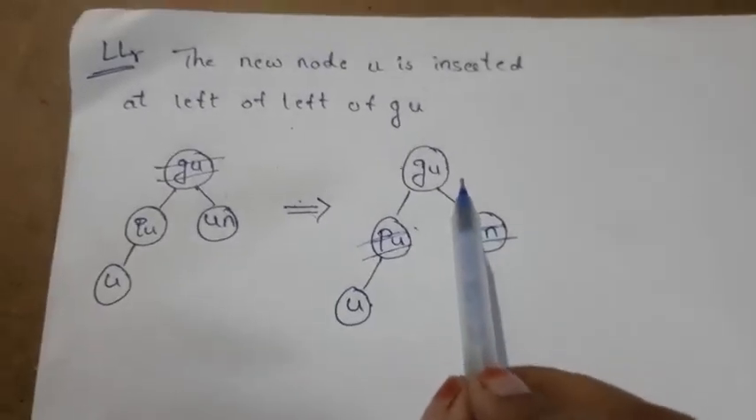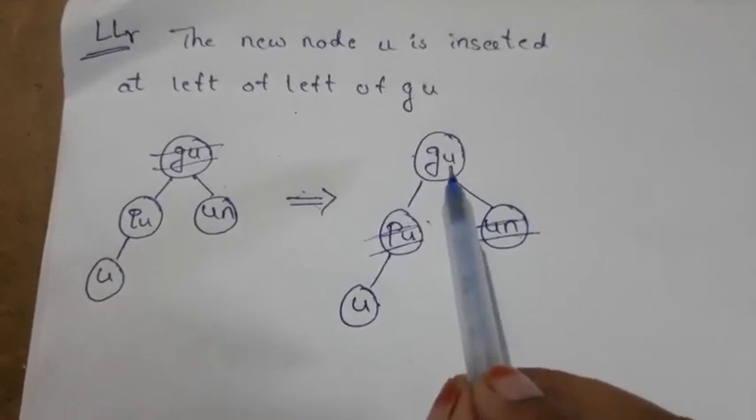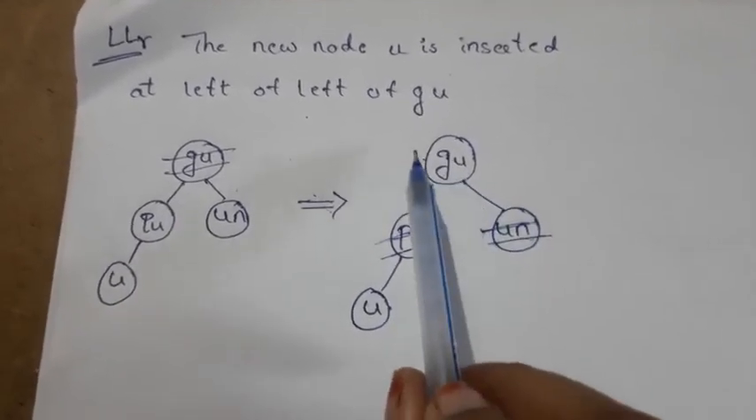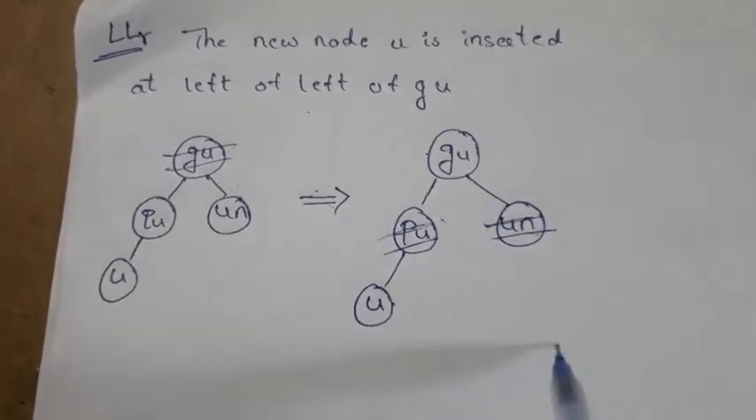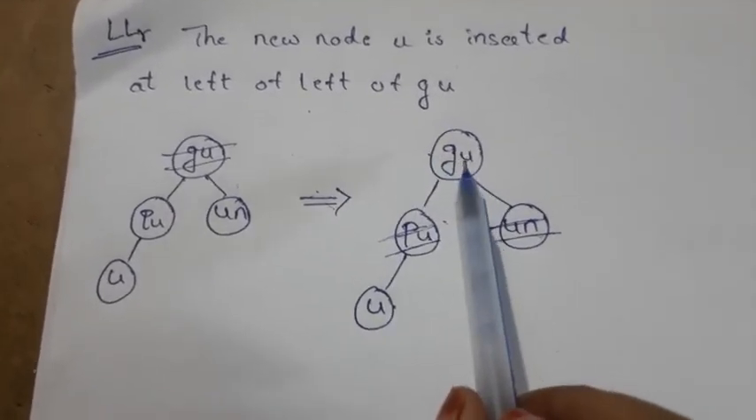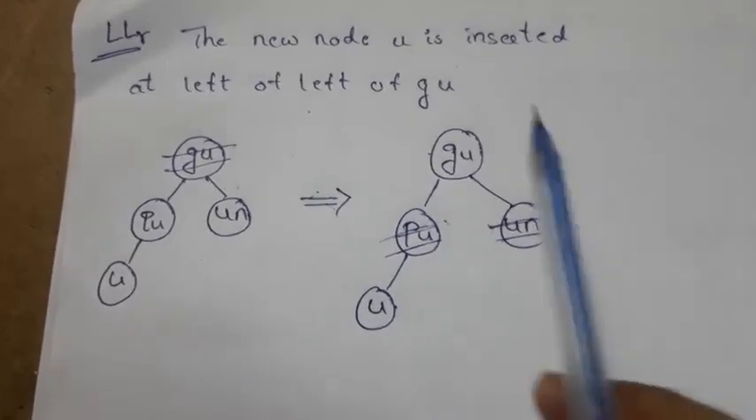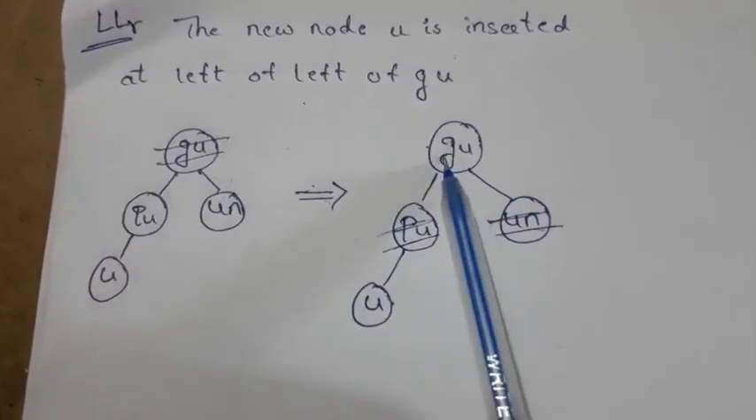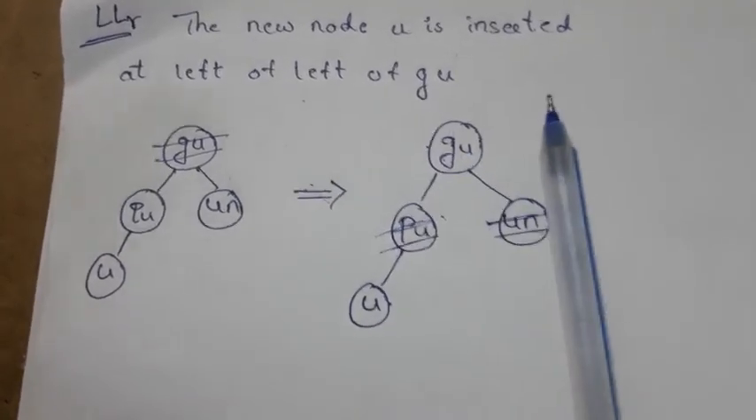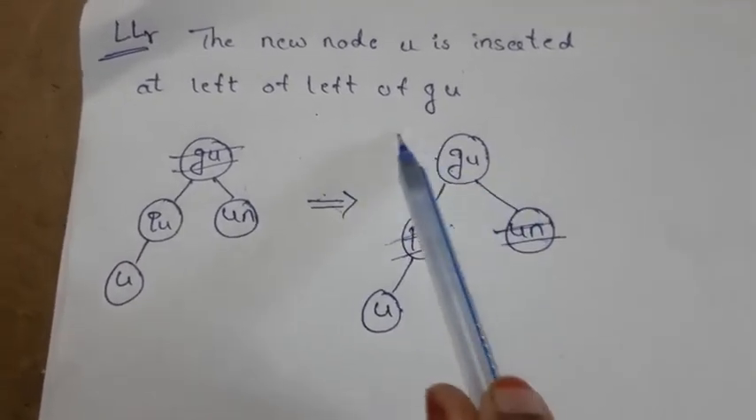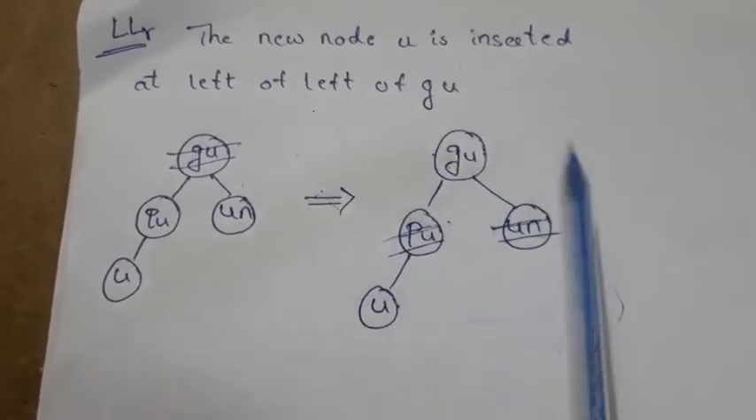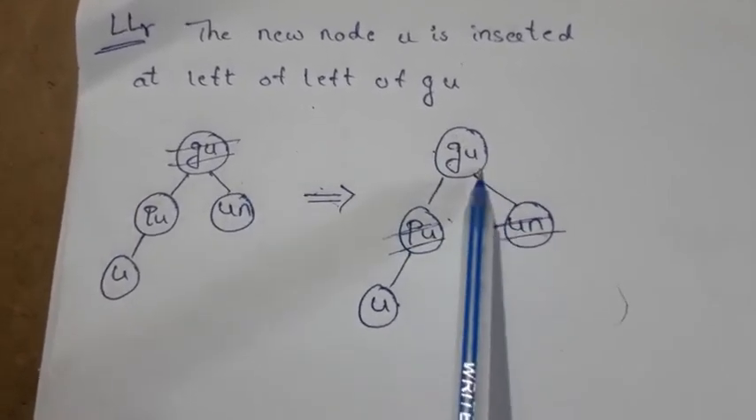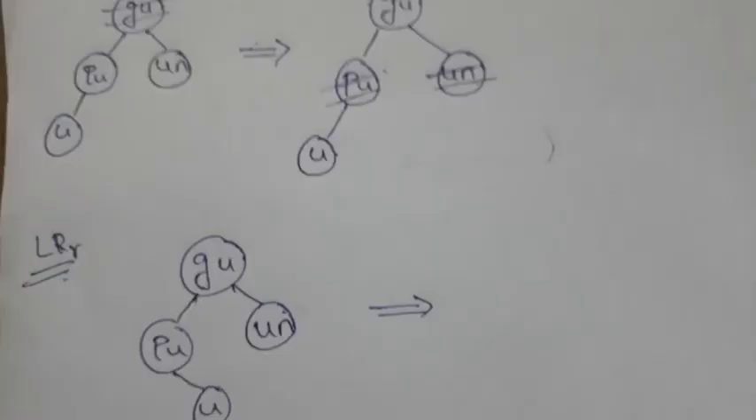In some situations, if this GU is a root node, and here I am not considering GU as a root node, I have just taken some part of a tree. If GU is a root node, in that case I should not change GU from black to red. It should remain black if it is a root node. So here I am considering some part of the tree, not considering this GU as a root node. So I changed GU to red.